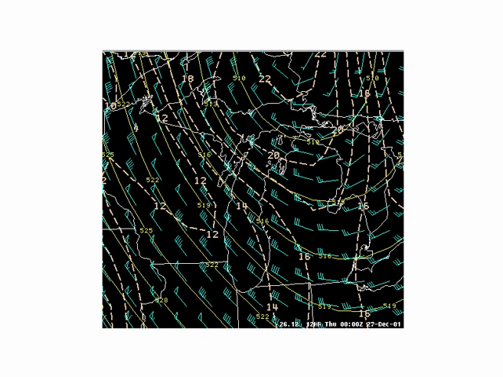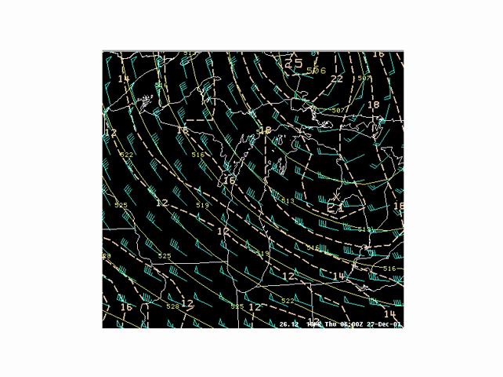Pretty vigorous vort max, and as we step through the forecast time period here in 6-hour increments, we see that the trough moves off to the east out of the Michigan area. We get to 06Z on the 27th. This is the 18-hour forecast.